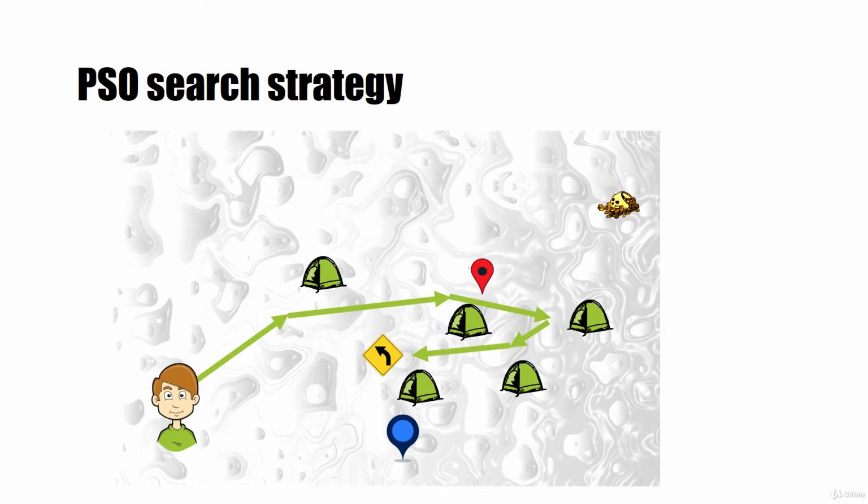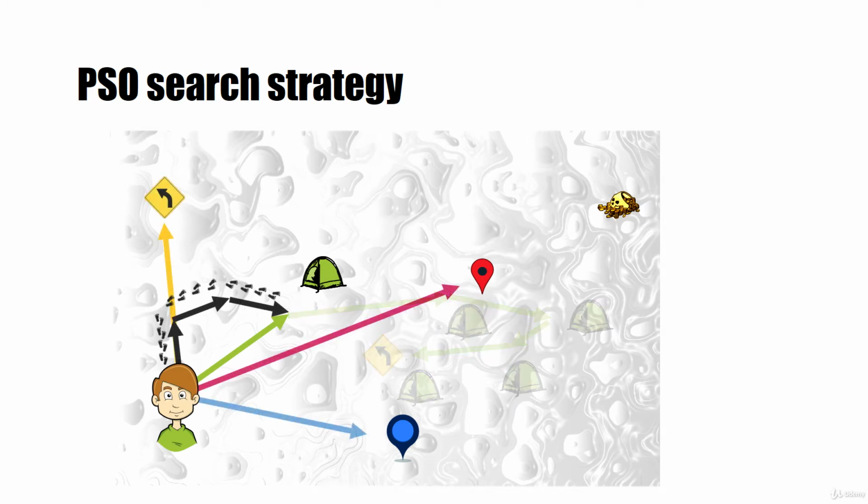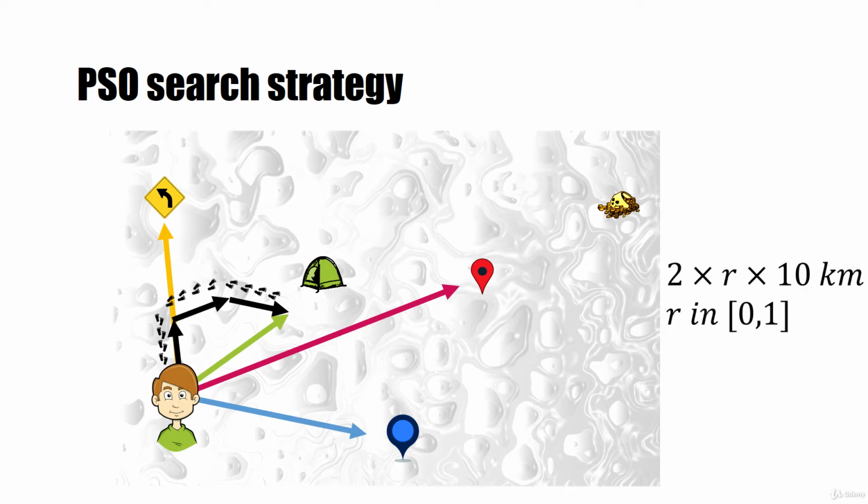So now the question is, what makes the PSO a stochastic algorithm? Remember that we assume every team member moves 10 km every day? We can vary this by a random component: 2 times r times 10 km, where r is a random number in the interval of 0 and 1. This random component varies the walking distance from 0 to 20 km, and this impacts the next location every day.